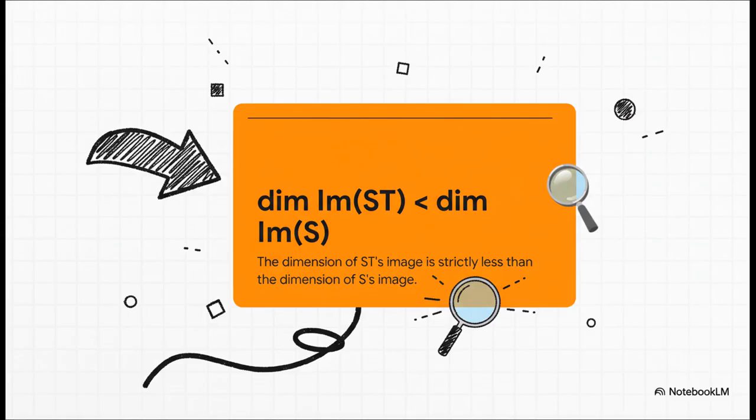Now this right here is the smoking gun. This inequality might look super abstract, but trust me, it's telling us something very, very concrete. Think of the image as the output space. It's the shape you get after the transformation is all done. And this clue is telling us that the final shape from the combined ST transformation is, well, flatter. It has a lower dimension than the shape you'd get from just using S. It's kind of like squashing a 3D object down into a 2D drawing. And that is the thread we are going to follow.